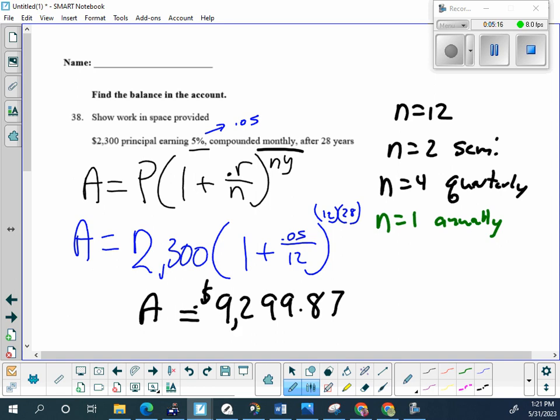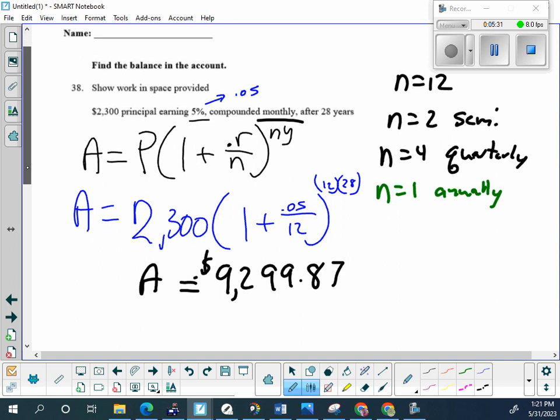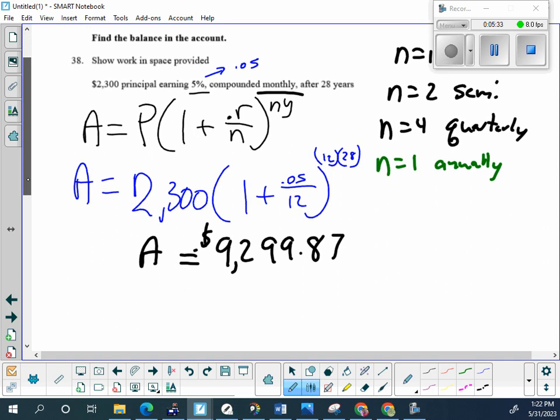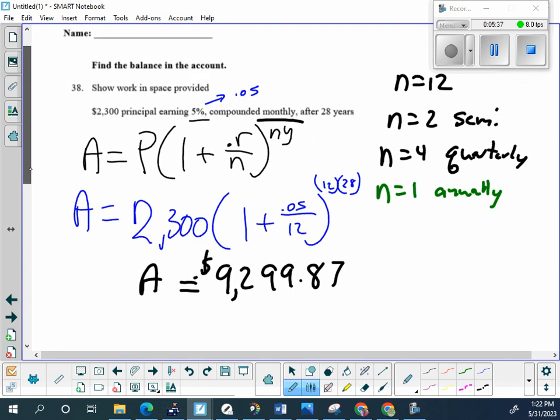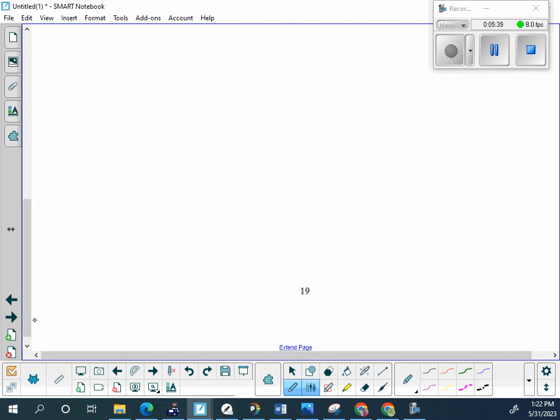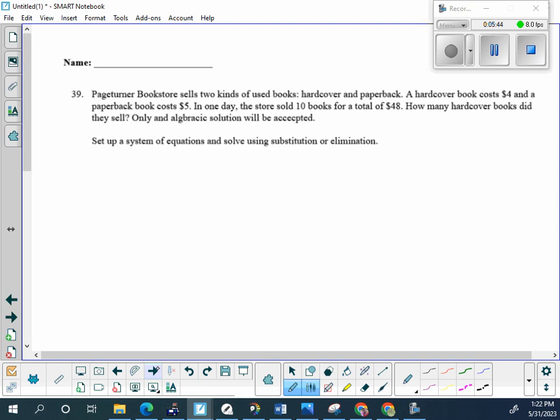Okay. So word problem. Compounded monthly. So you're using this compound interest formula. How much will be left in the account after 28 years? And that's your answer. Okay, moving on to the next section.